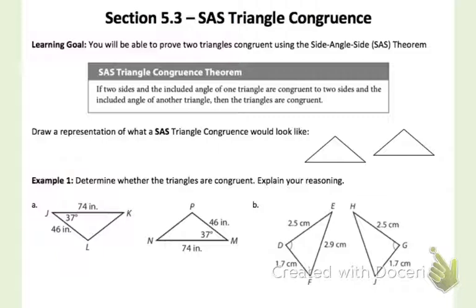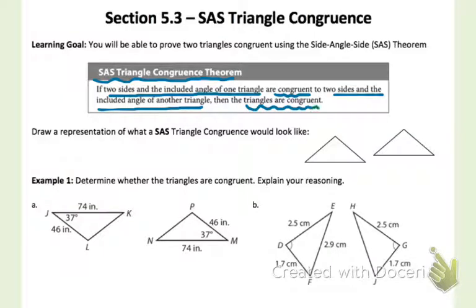The side-angle-side congruence theorem says if two sides and the included angle of one triangle are congruent to two sides and the included angle of another, then the triangles themselves are congruent. It means every other part would also have to be congruent.